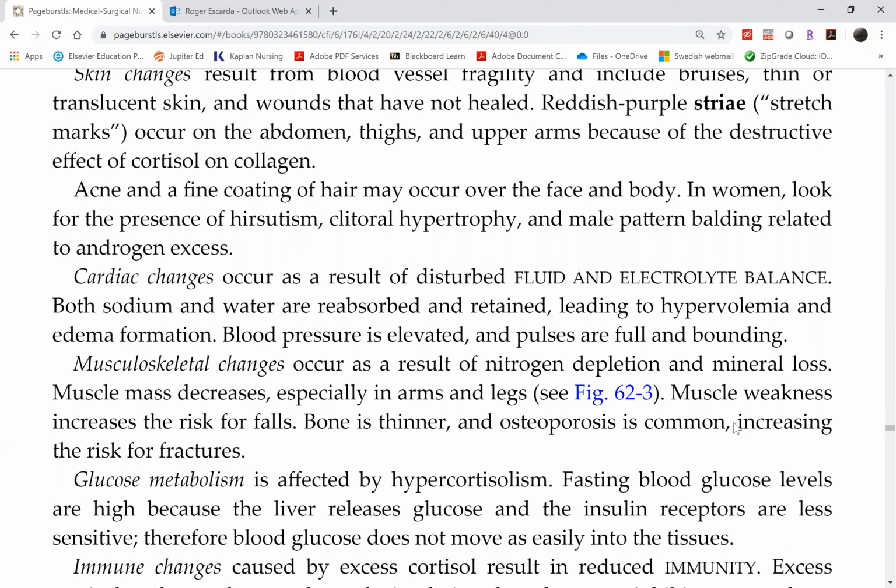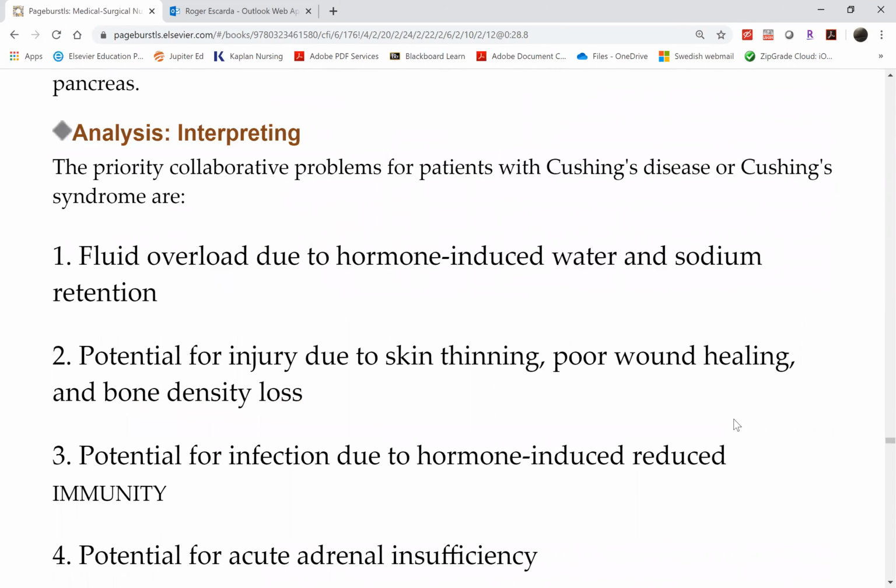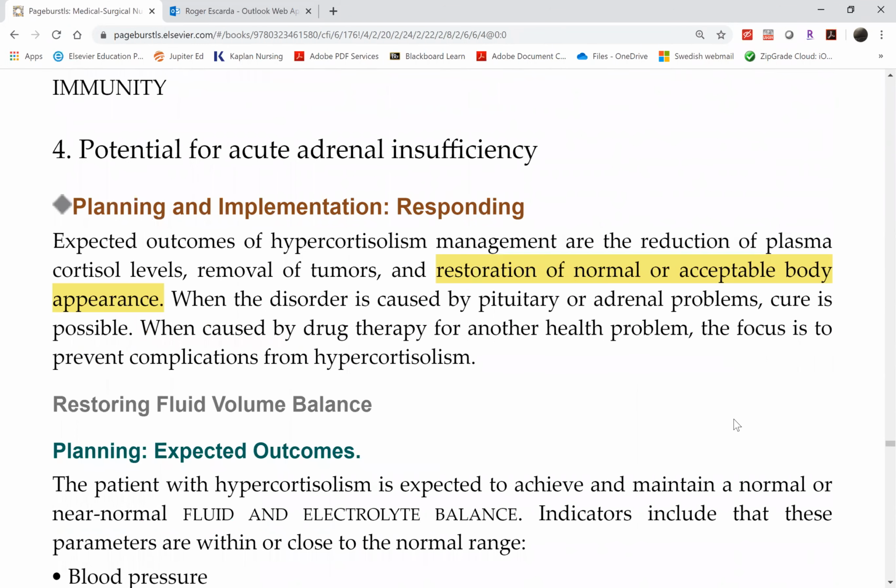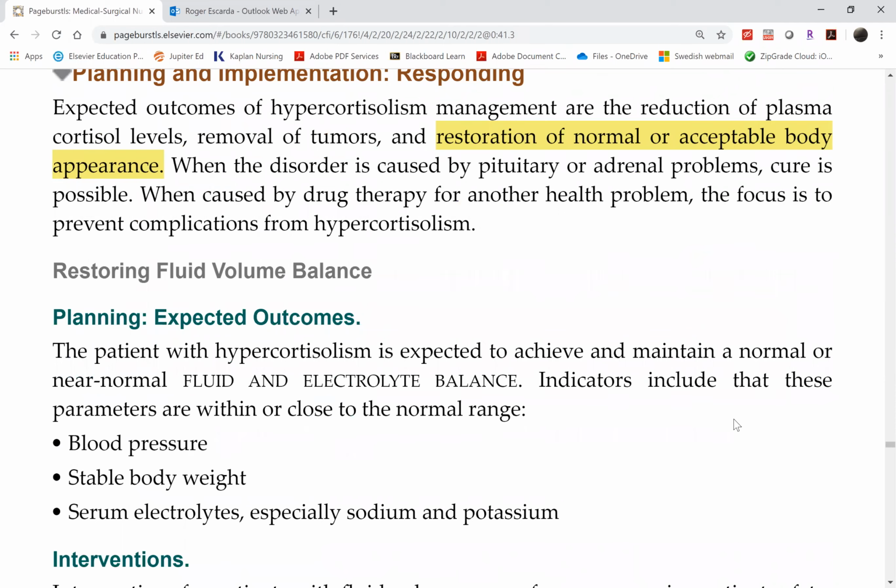Let's go to interventions. So the goal is to restore normal or at least acceptable body appearance. Again, for Cushing's disease, that's an easy fix because we do surgery. There you go. However, you do develop Addison's, which now requires hormone replacement. So you go from Cushing's disease to technically you may potentially develop Cushing syndrome because of Addison's disease.